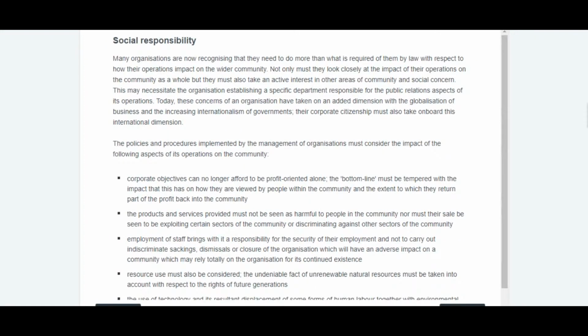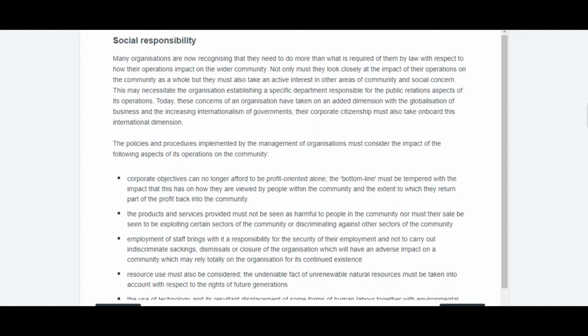Social responsibility. Many organizations are now recognizing that they need to do more than what is required of them by laws with respect to how their operations impact on the wider community. Not only must they look closely at the impact of their operations on the community as a whole, but they also must take an active interest in other areas of community and social concern. This may necessitate the organization establishing a specific department responsible for the public relations aspect of the operation.